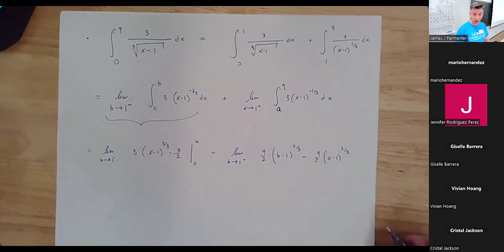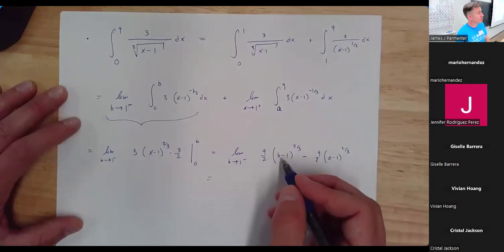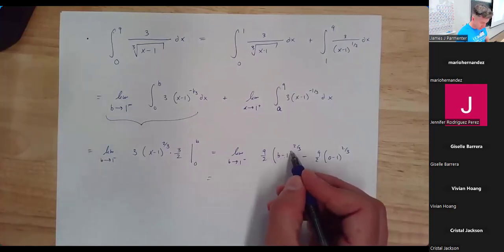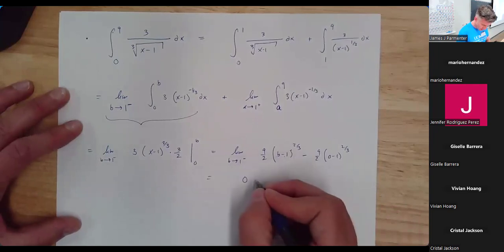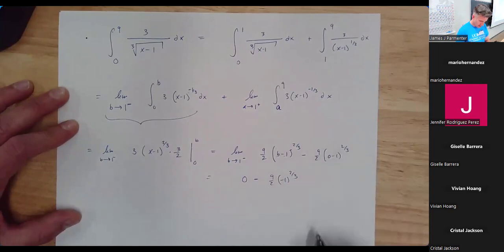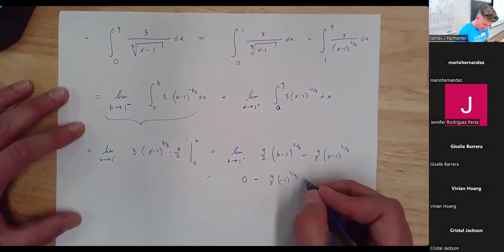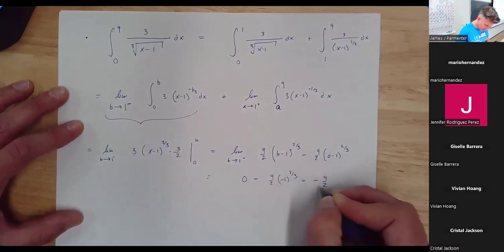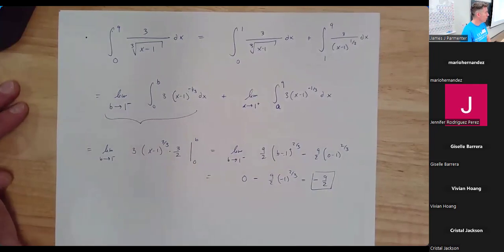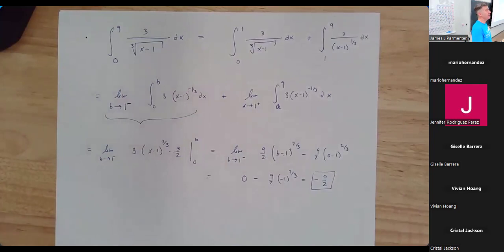And here you can just plug in the 1. If I plug in the 1, 1 minus 1 is 0. 0 to a positive power is 0. So that's going to be 0 minus 9/2 times negative 1 to the 2/3 power. Negative 1 to the 2/3 power is positive 1. So we end up getting negative 9/2, which is fine. It just means that this portion of the function was probably underneath the x-axis, so the area ends up being negative.